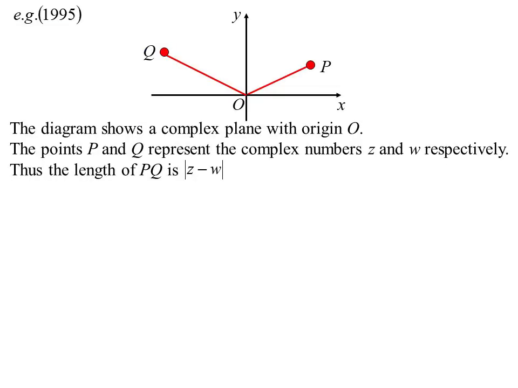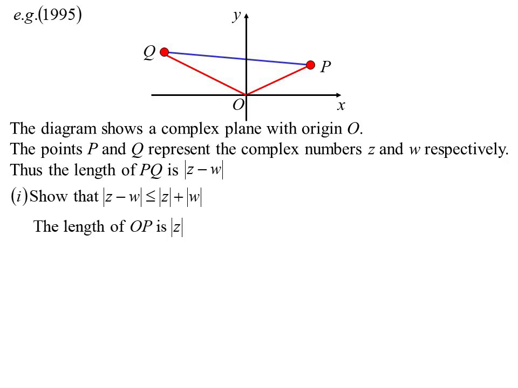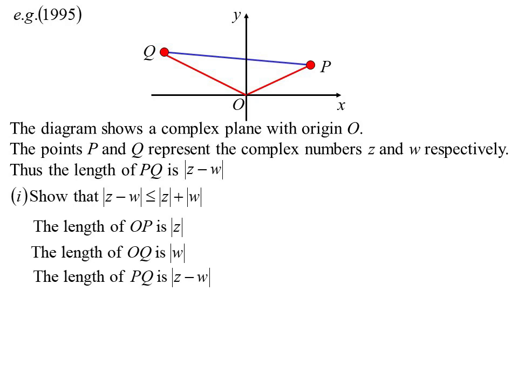Here's a very old example, 1995. We've got a complex plane there, another name for the Argand diagram. P and Q represent complex numbers Z and W. Thus the length of PQ is head minus tail, Z minus W. Basically, they're saying show the triangle inequality or explain that. To show that, I'll draw in PQ. I've created this triangle. I know the length of OP is the modulus of Z, the length of OQ is the modulus of W, and the length of PQ is the modulus of Z minus W.